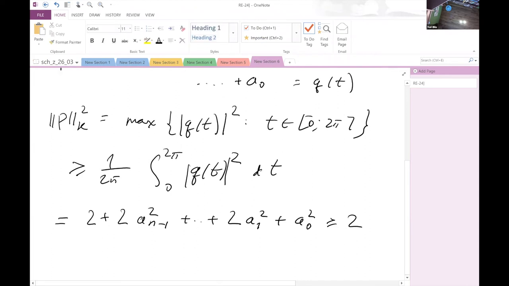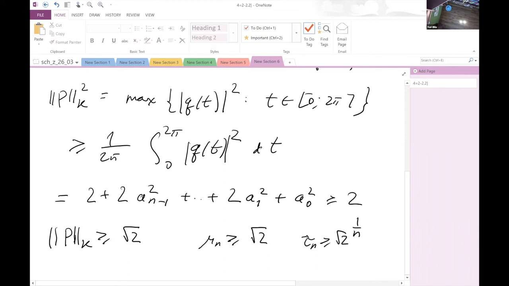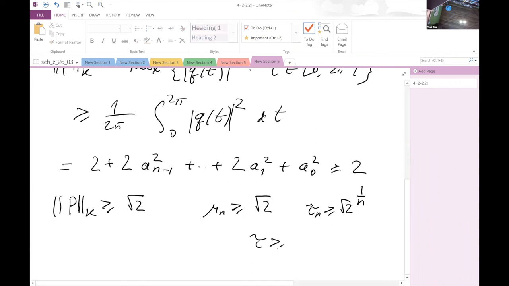And what do we obtain? We obtain that the square norm of P_k is at least 2, and so the norm itself is at least square root of 2. So mu n is at least square root of 2, and tau n is at least square root of 2 to the power 1 over n. So when we take the limit, we obtain that tau is at least 1.